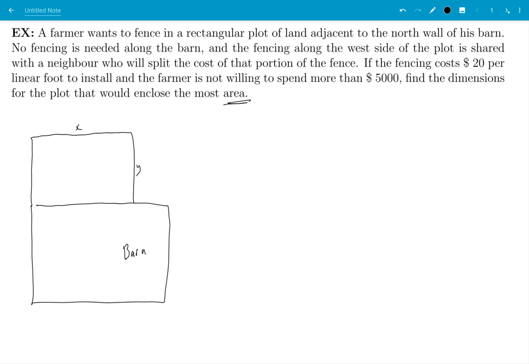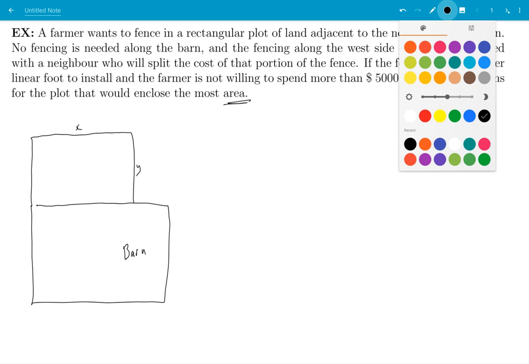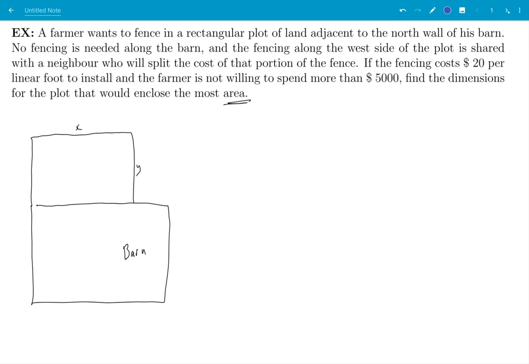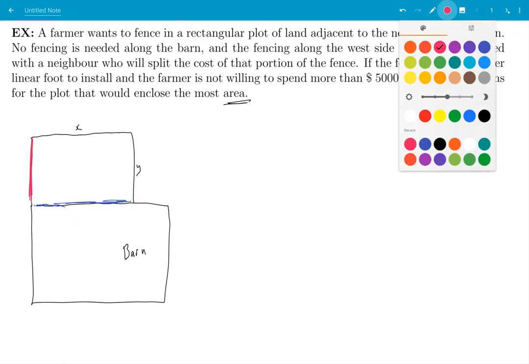So I don't need any fencing along the barn, so I don't need fencing here. And the fencing along the kind of left side here is half price, we'll say.